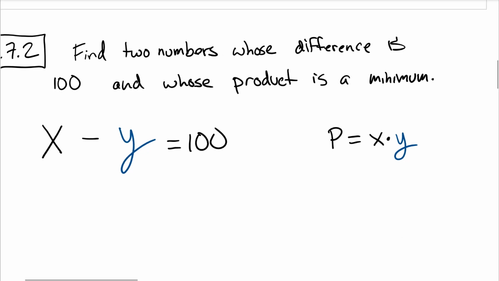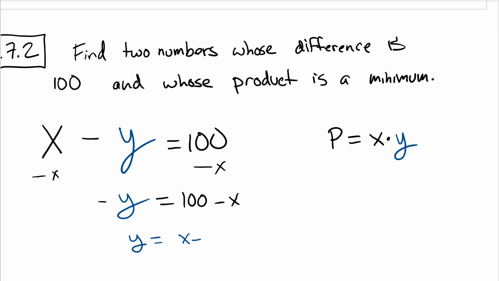But the game is, we don't want to go through this and take a derivative because there's a product. Let's get this thing into terms of one variable. So let's solve for y in terms of x. Let's take our x from over here and move it over. We got negative y is equal to 100 minus x. Let's multiply everything by negative 1, and we find out that y is just equal to x minus 100. You just turn around that subtraction when you change the sign.